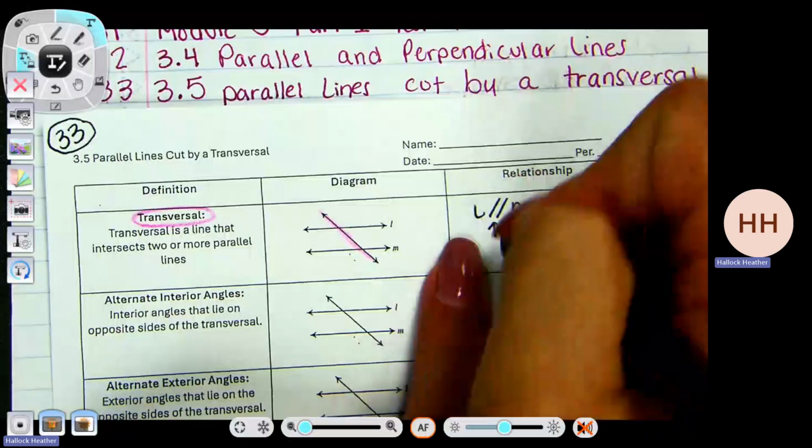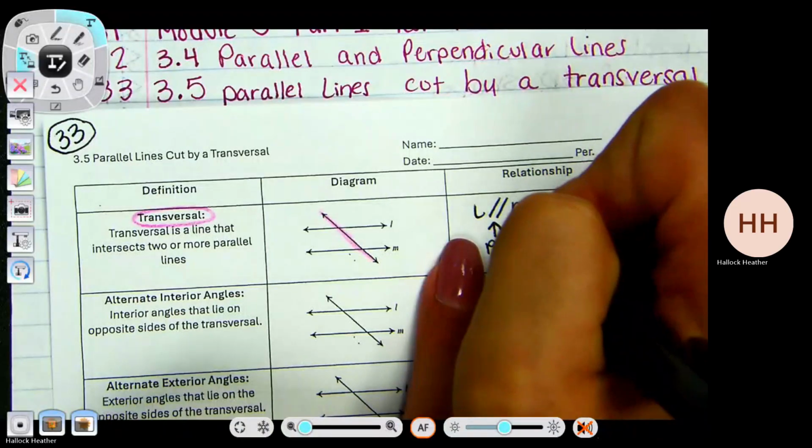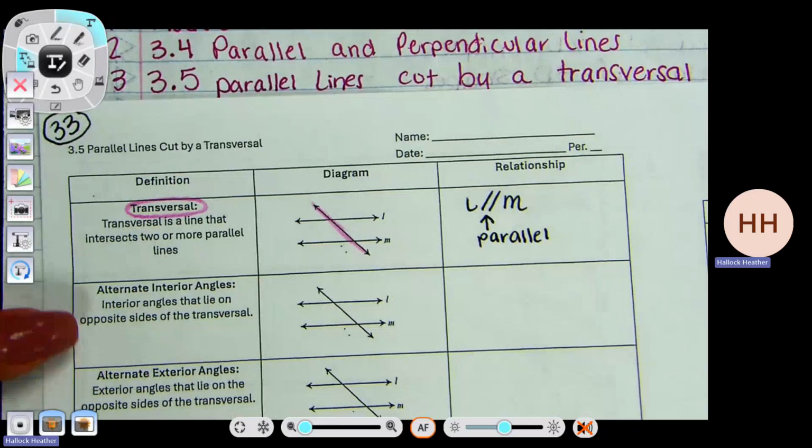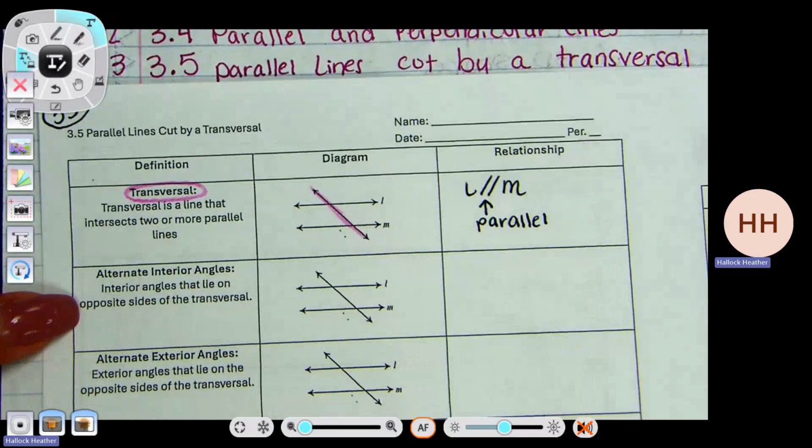Interior stands for parallel. The transversal cuts through the parallel lines. So the first real vocab word is alternate interior angles.